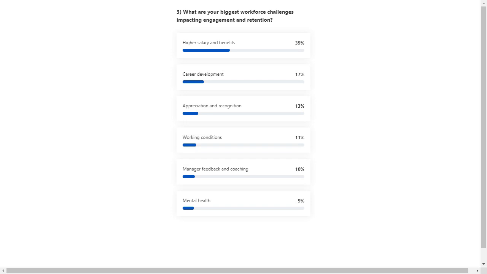Manager feedback and coaching, again, something that we need to definitely work on. And then working conditions, again, not overly surprised. This is kind of as we get into our flexible working and all of these things.